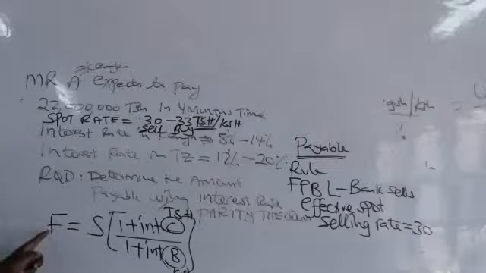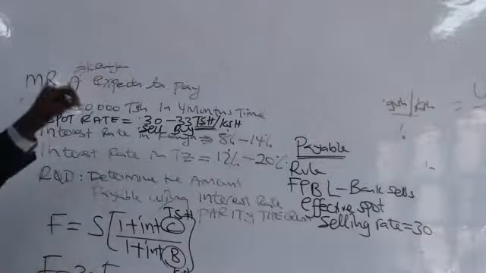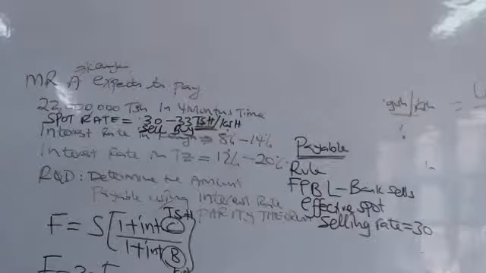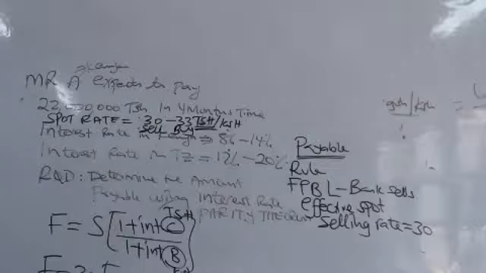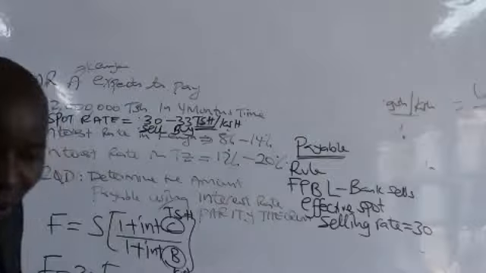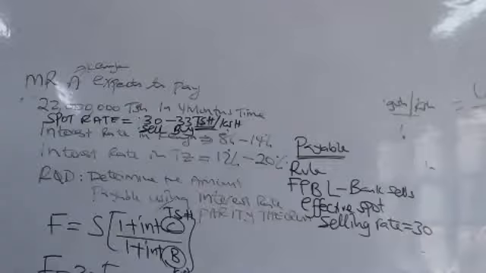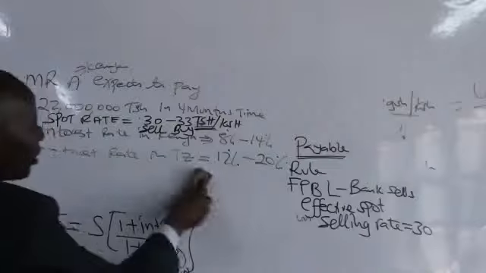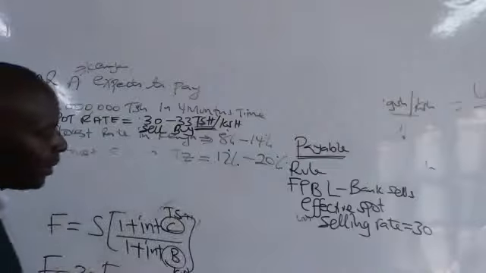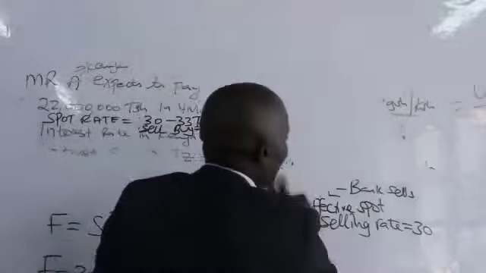Kwa hivyo nikija hapa natafuta pia future selling rate. So future selling rate itakuwa ni 30 into 1 plus interest in Tanzania. Interest in Tanzania, wacheni muone maajabu. Interest in Tanzania, what do we have there? Which rate should I work with? Hapa nimeandika chini sana. Pata potea.